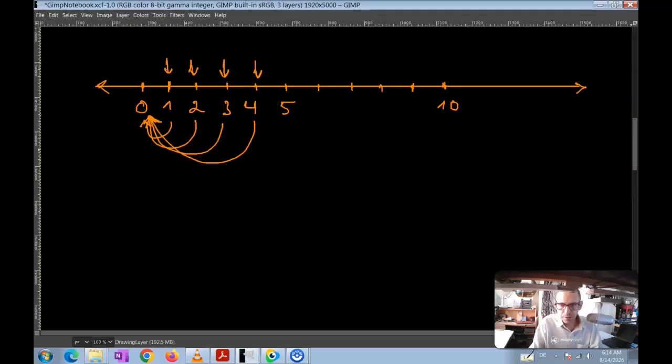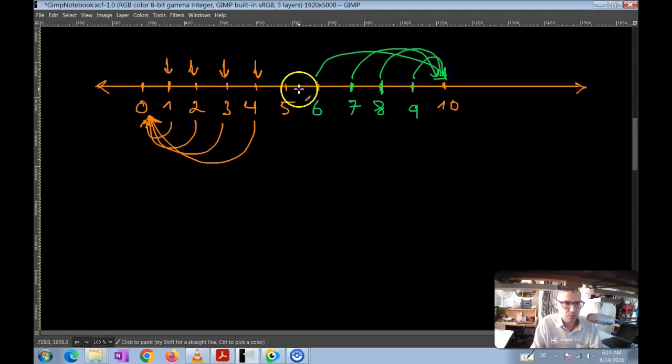On the other hand, these numbers, 6, 7, 8, and 9, because of the fact that they are much closer to 10, are rounded up to 10. So a 6 is rounded up to 10, a 7 is rounded up to 10, an 8 is rounded up to 10. Also 9 is rounded up to 10.